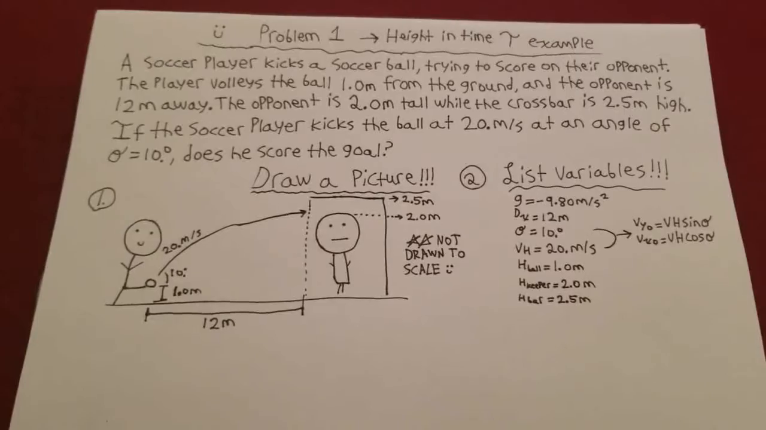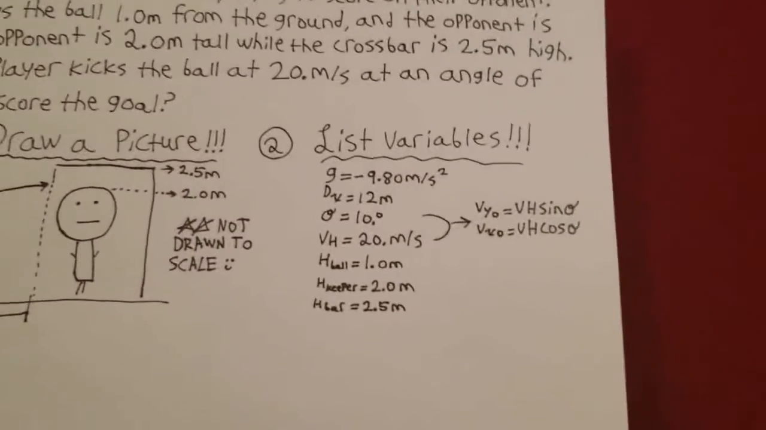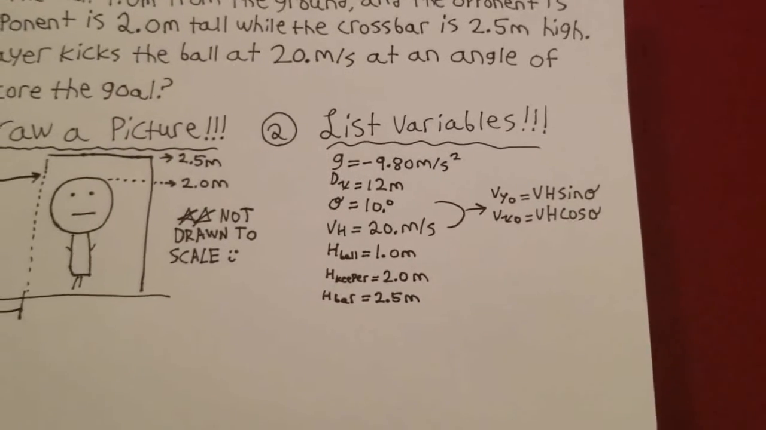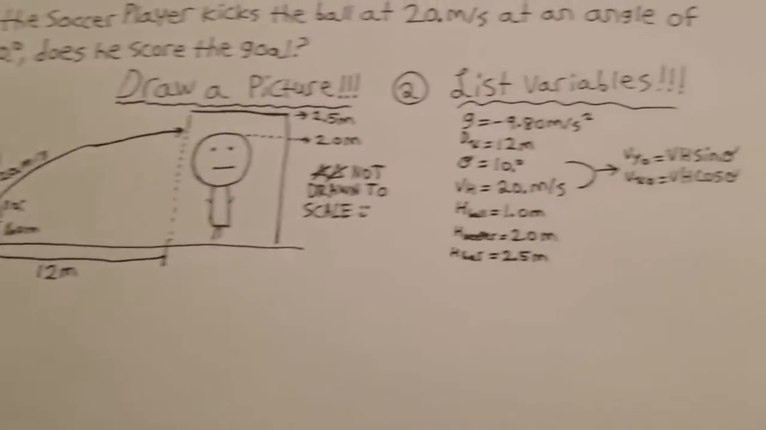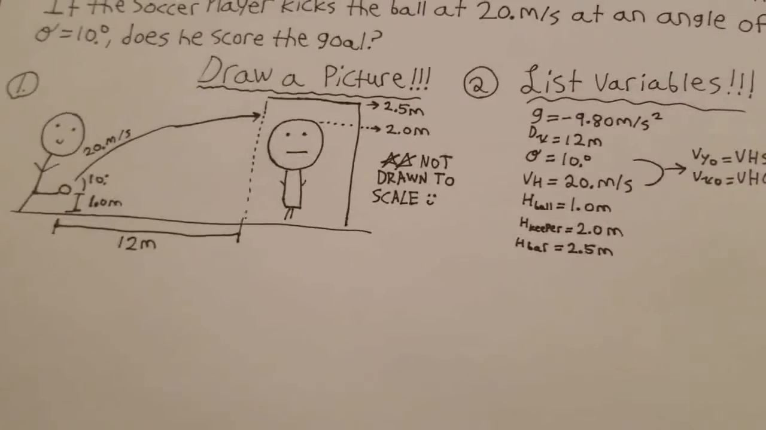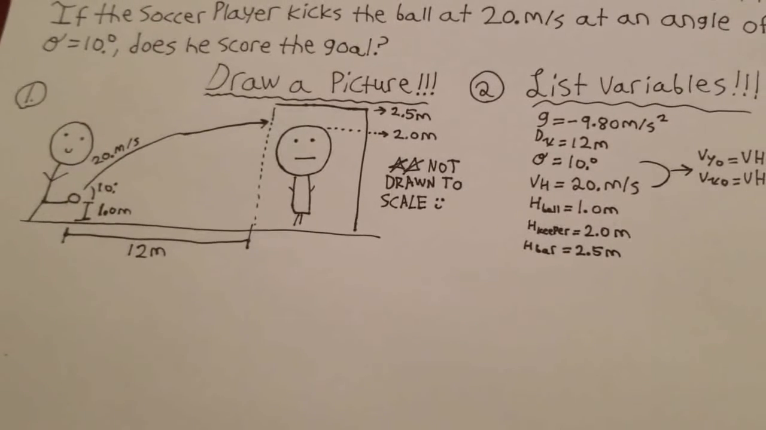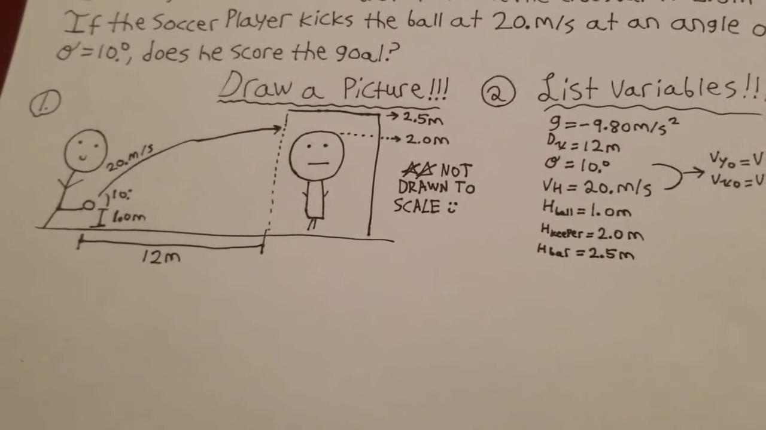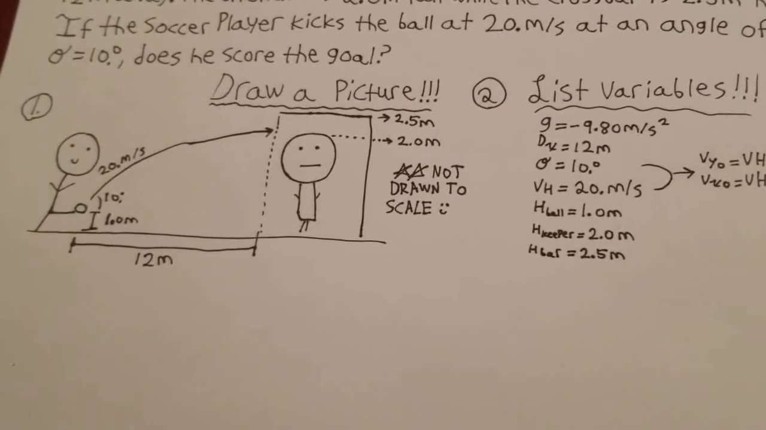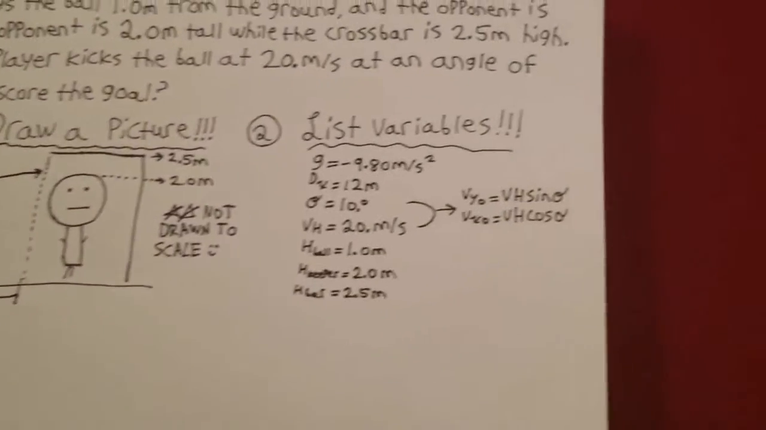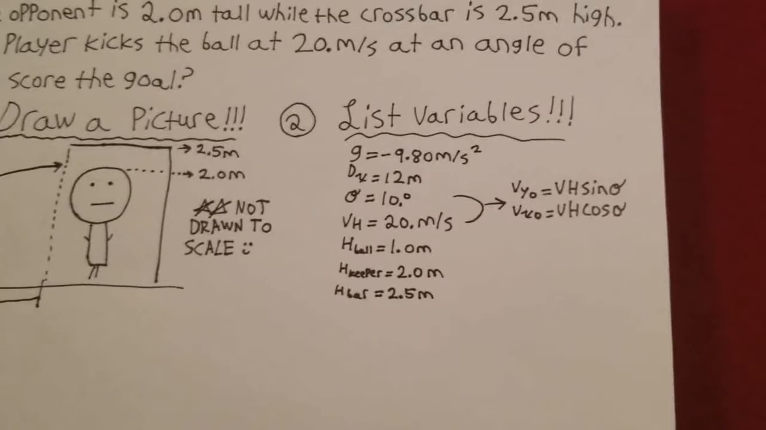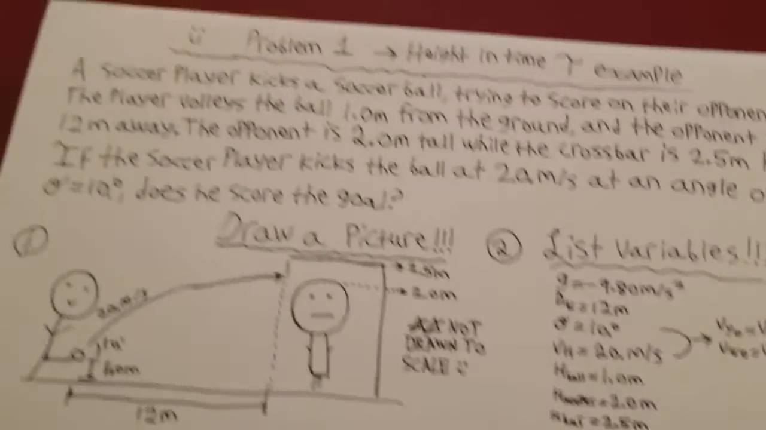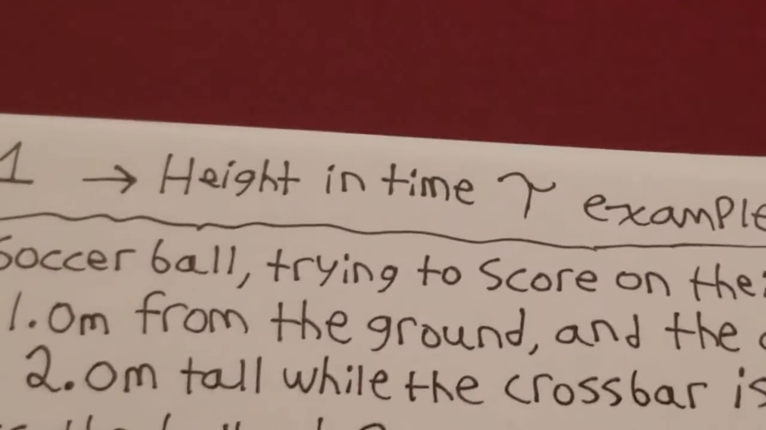Step 2 is to list the variables of what we know. So we have the acceleration of gravity, negative 9.80 meters per second squared. We have our distance in the x direction, 12 meters. We have our angle, which is 10 degrees. We have our velocity, which is 20 meters per second. We have the height of our ball, which is 1 meter. Our keeper, which is 2, and the bar, which is 2.5 meters. And we will be using our angle and our velocity to find the initial velocity in the y direction and then the x direction, which we need to solve height in time t.